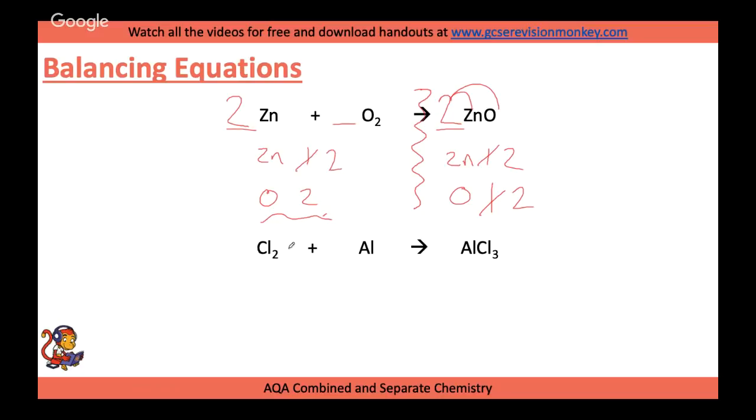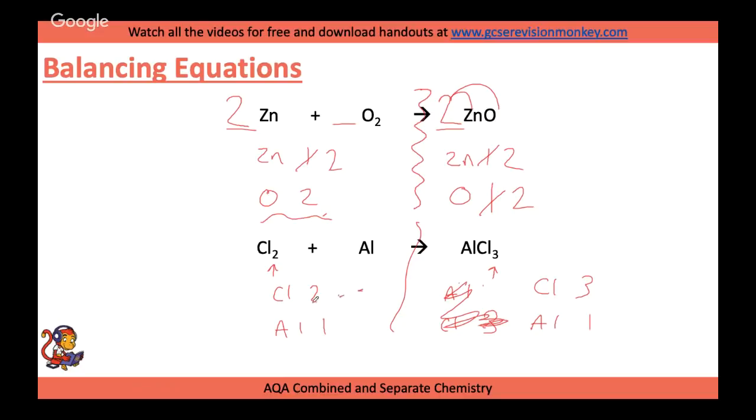Now for the next one, I've given this to you because often when you have 2s and 3s, you're going to have to make them up to multiples of 6. So the same working out: Cl, there's 2 of those, Al, there's 1. On the other side, Al, there's 1 of those, and Cl, there's 3. If you write it the right way around, it will help you, sorry. Cl3, Al1. So this is the one that we need to balance up, the Cl.